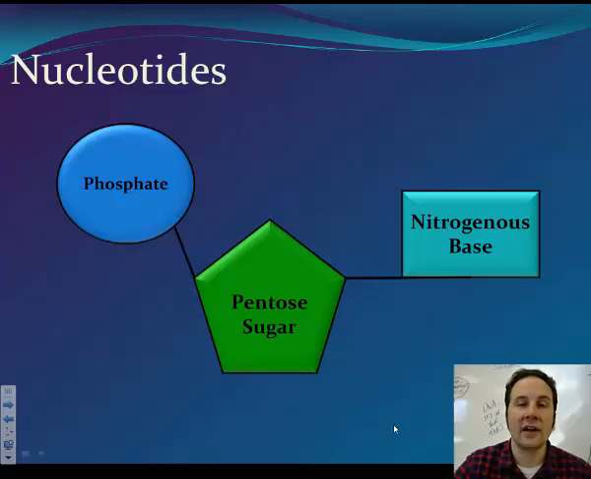This simple diagram right here is what I would expect you to know for the building blocks of a nucleotide, or the building blocks of DNA. You have the phosphate group here, the pentose sugar, and the nitrogenous base. This should be kind of review from cellular respiration. Remember, ATP simply had three phosphates. So this would be like AMP, or adenosine monophosphate.